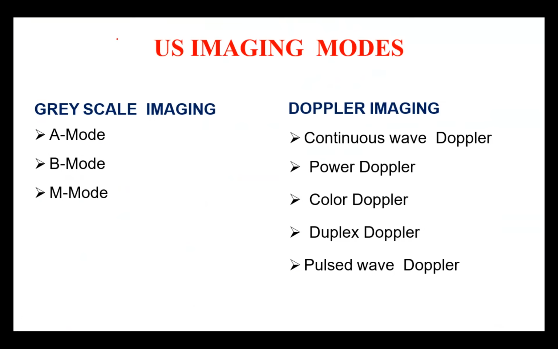So these things you go through when you study ultrasound in your subjects. You may come across all those modes. Quick review: what is A mode, what is B mode, what is M mode? Yes, A is for amplitude mode. B is brightness mode. M is motion mode. Movement, motion.